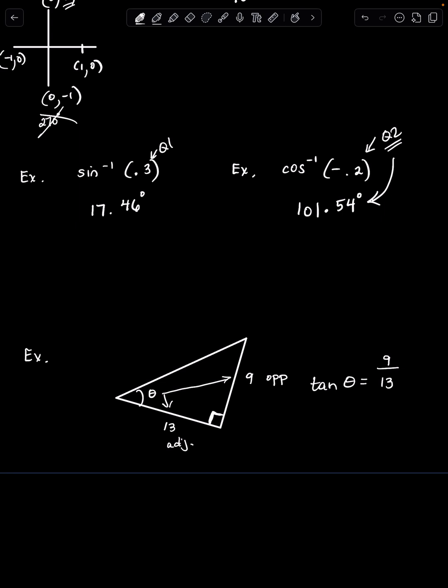All right, how do I find theta? I have to use my inverse function. So it's asking the tangent of what angle is 9 over 13, or the inverse tangent of 9 over 13. And when you plug that in your calculator, you get about 34.7 degrees.